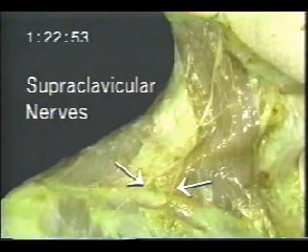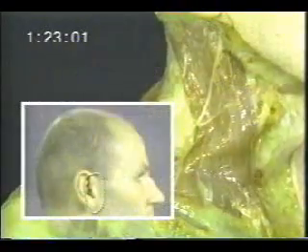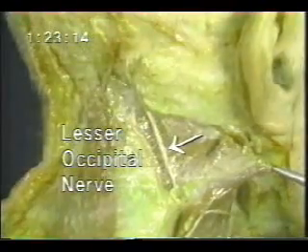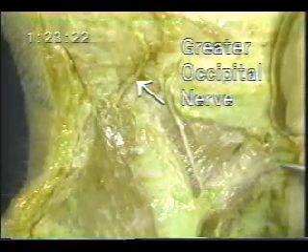These are the supraclavicular nerves, which pass downward and laterally to supply the upper chest and shoulder region. This is the great auricular nerve, which supplies this area on the side of the face. This is the posterior auricular, which supplies this area. Here, just beneath the sternocleidomastoid, is the lesser occipital nerve. Here, more posteriorly, is the greater occipital nerve, arising from the posterior root of C2. The occipital nerves supply this area on the back of the scalp.